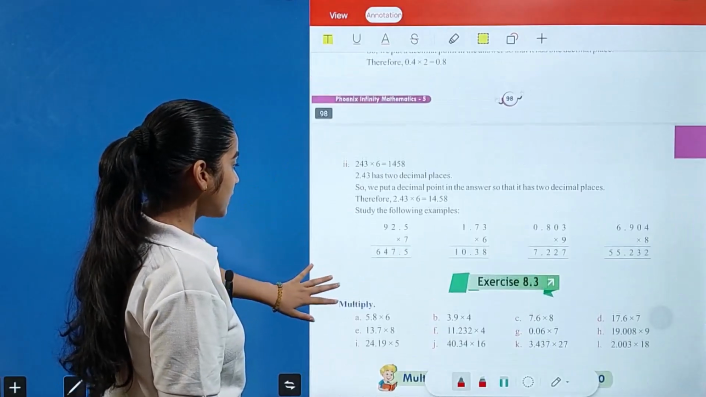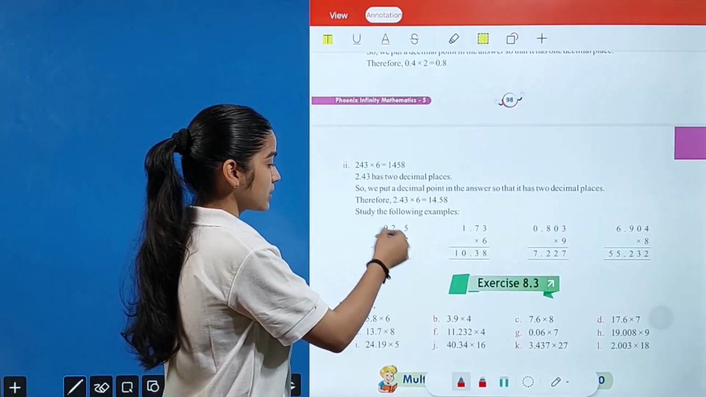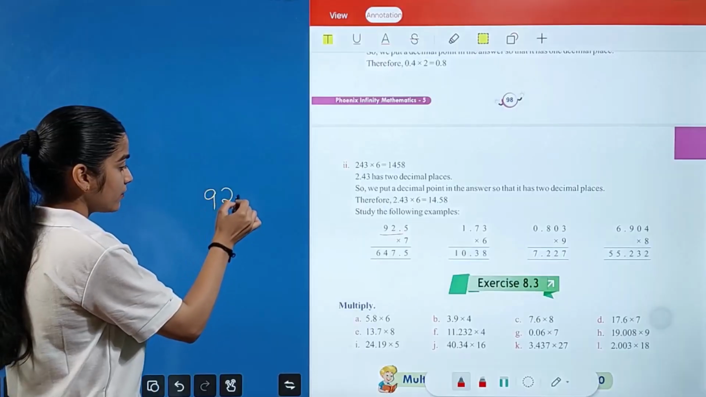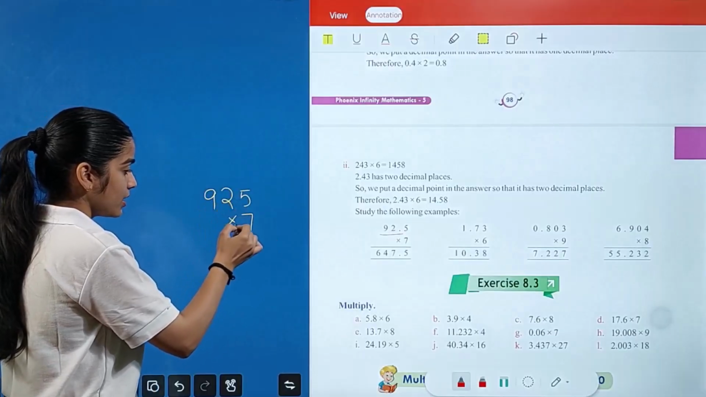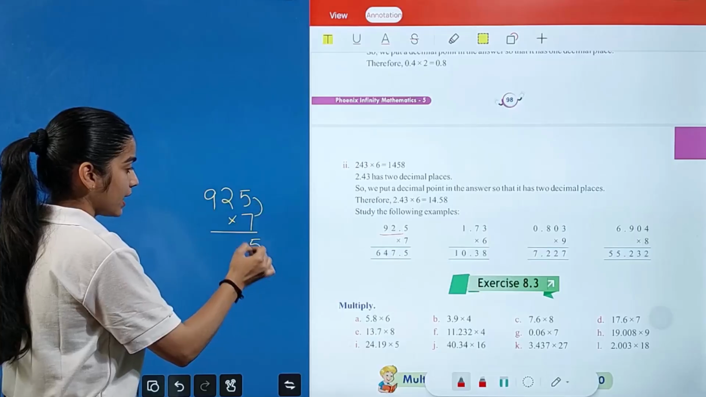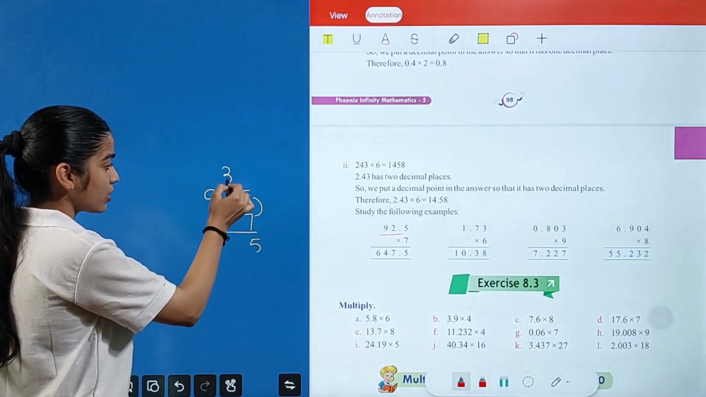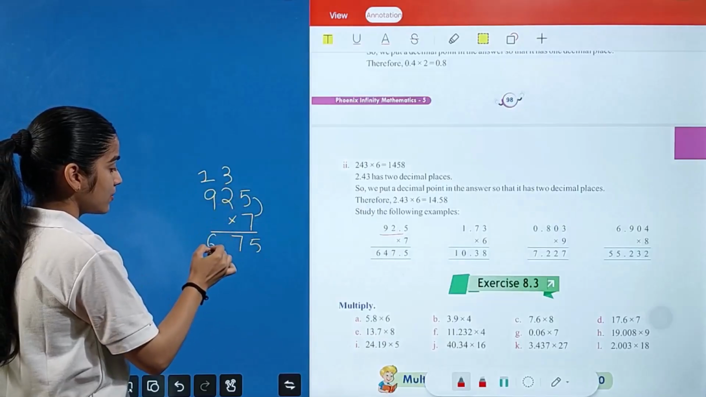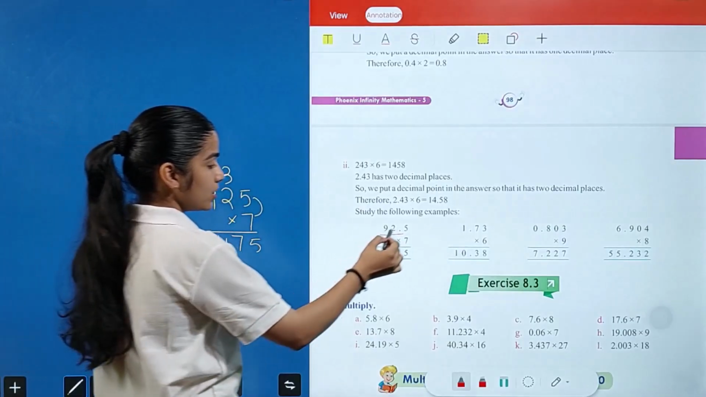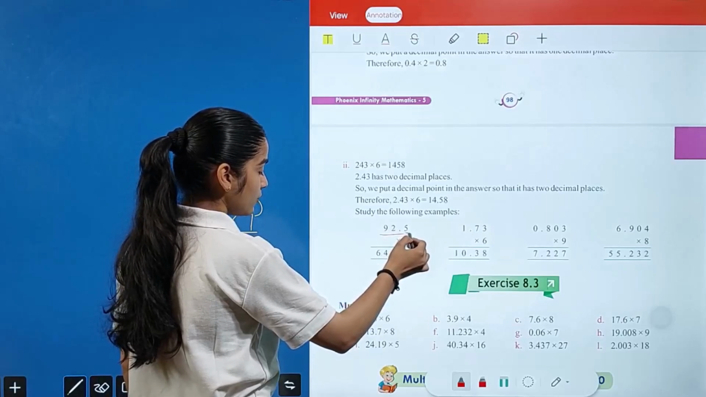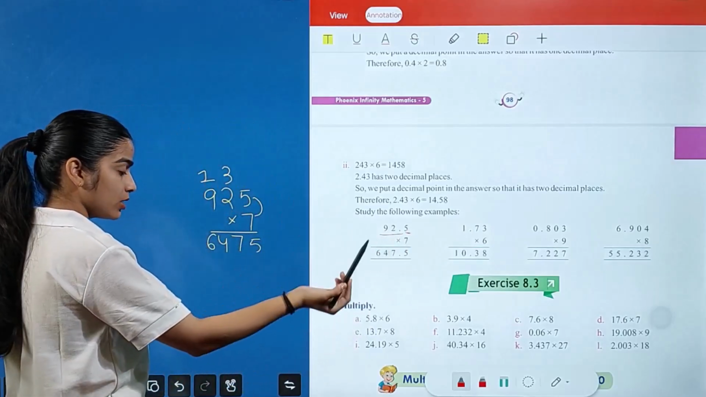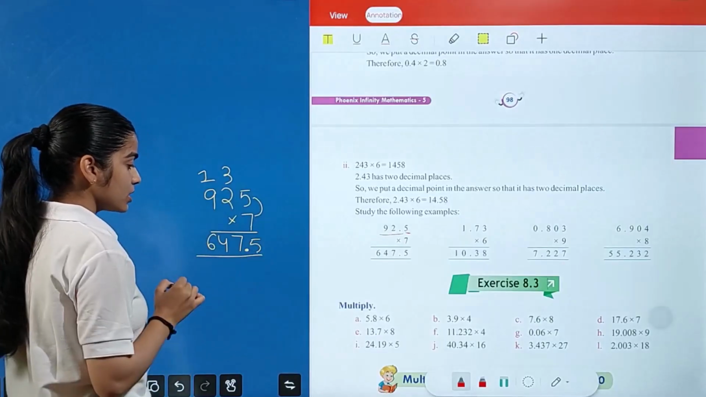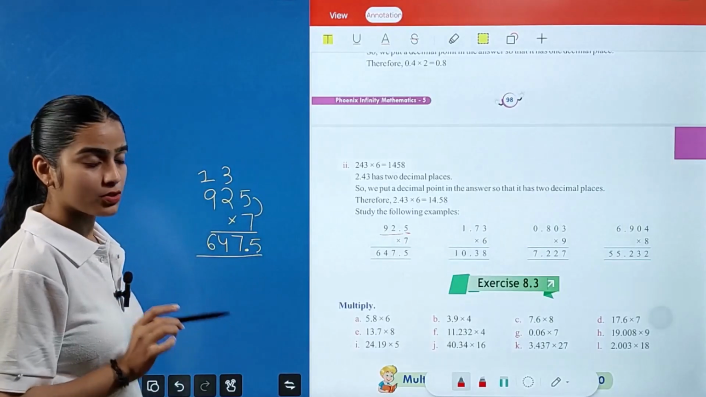Now, when you have two numbers, in this case, you have to forget about the point. So 925 multiplied by 7. 7 5s are 35 and 3. 7 2s are 14. 14 plus 3, 17. 1. 7 9s are 63 plus 1, 64. Now how many numbers we have after the point? Only one. So you just have to start counting from the left hand side, 1, and after 1 you have to add a point. So 647.5 is your final answer.